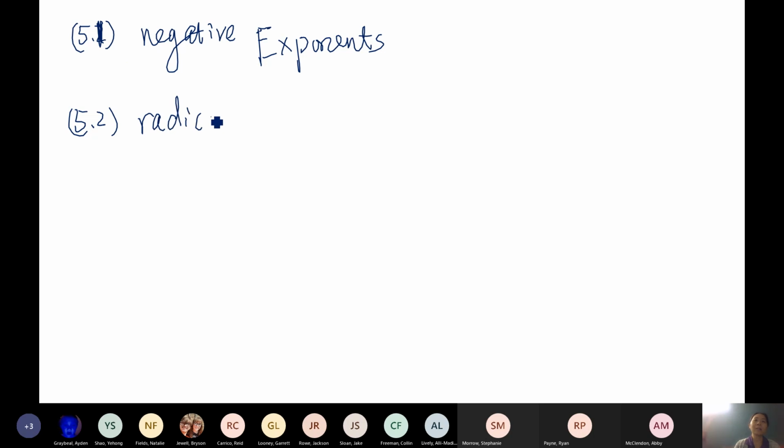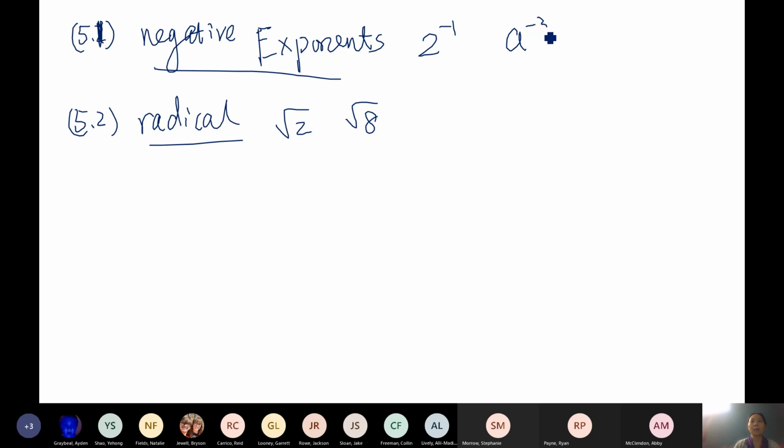It seems like they have nothing to do with each other. Why do they put in radicals like square root of 2, square root of 8, but negative exponents look like this, 2 to negative 1 or 8 to negative 3? It doesn't look like they have anything in common. Why do they put these two different topics in the same chapter? Well, the reason is radicals can also be written as exponents. So for example, you could write square root of 2 as 2 to 1/2, and square root of 8 as 8 to 1/2.